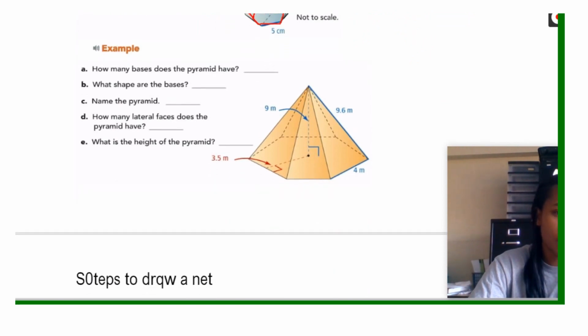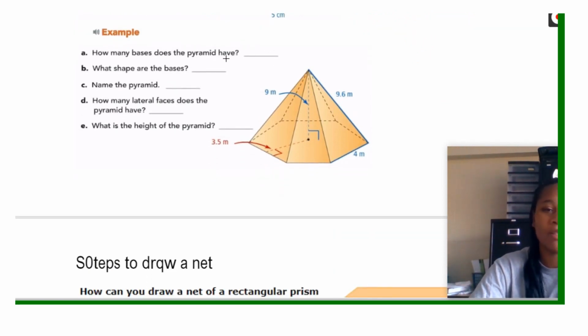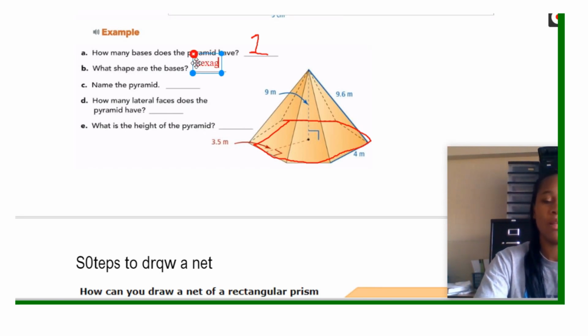All right, so here it is right here. How many bases does the pyramid have? 1 base. What shape is the base? Let's see: 1, 2, 3, 4, 5, 6. So it's called a hexagon. The base is called a hexagon. Name the pyramid. Since you name a figure by its base, you would say this is a hexagonal prism or pyramid. So it's a pyramid, so hexagonal pyramid.